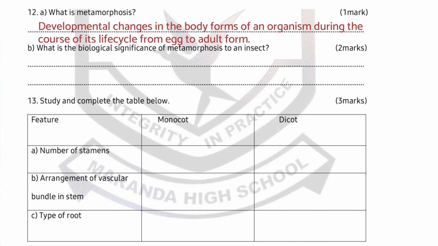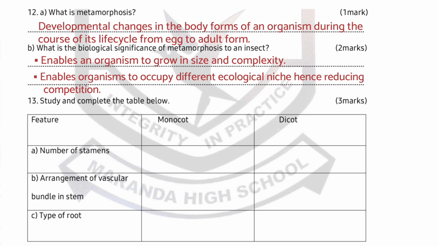A nymph is simply a younger, immature version of the adult. So the significance of metamorphosis to an insect: why have an insect pass through these stages? Is it important, and if so, why? Number 1, it enables an organism to grow in size and complexity. Number 2, it enables an organism to explore different ecological niches. And by doing so, it reduces competition.